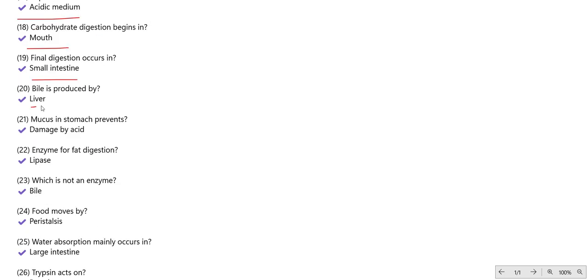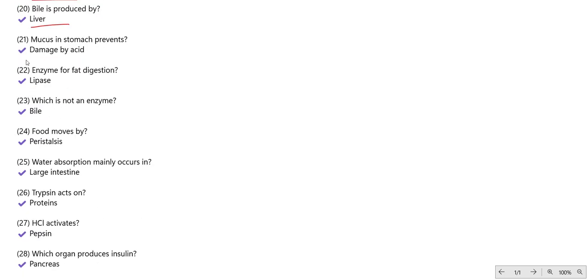Bile is produced by liver. Mucus in stomach prevents damage by the acid. Enzyme for the fat digestion is your lipase.